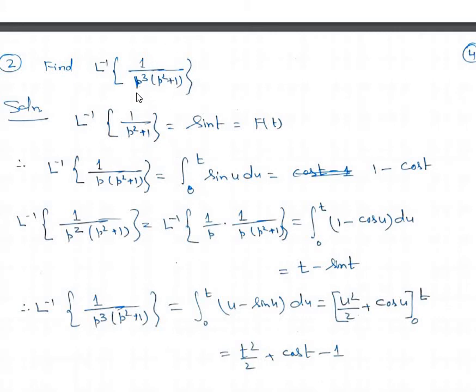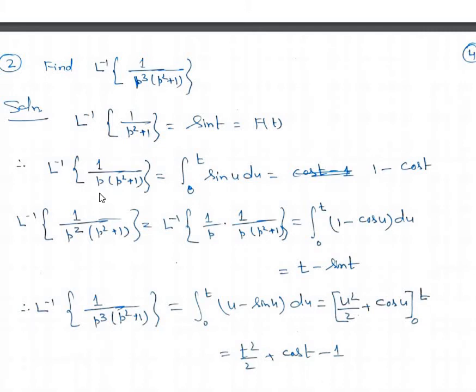Find L inverse of 1 upon p cube into (p square plus 1). Now what is L inverse of 1 upon p square plus 1? L inverse of 1 upon p square plus 1 is sin t. So suppose that this is f of t. Now because we have got p cube here, so we shall firstly divide by p, then again by p, so we get p square, and again by p we get p cube. So we apply the above theorem 3 times.